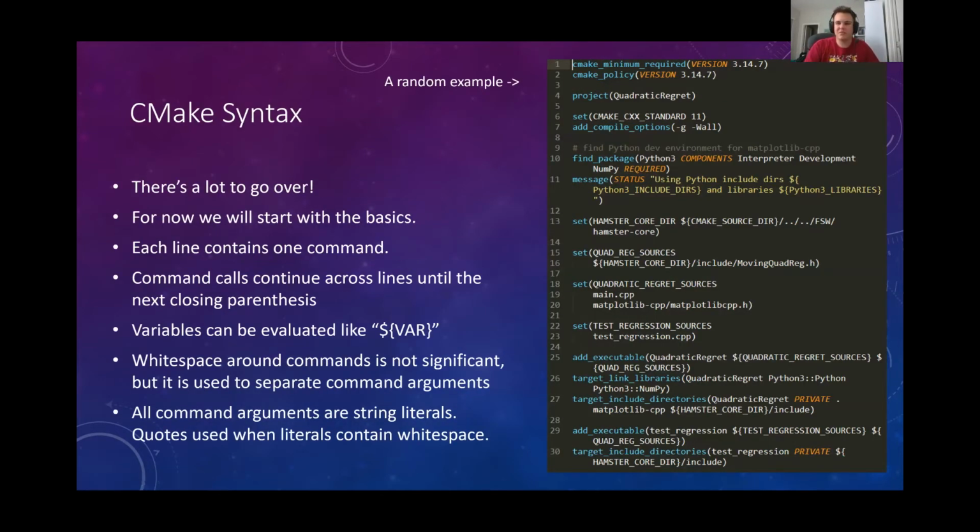So don't be afraid. This is just a random example of CMake syntax that I picked out, but it is at least reasonably representative of what CMake syntax looks like in general. There's a lot to go over with CMake syntax. Every line in CMake contains a command or empty space. Command calls will continue across lines until they reach a closing parenthesis.